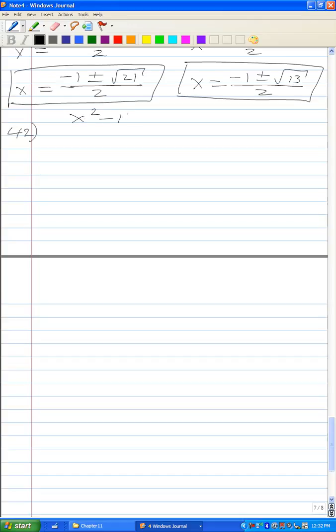x squared minus 16 over x minus 4 equals 0. In exercises 41 through 60, solve the equation by any method. So let's factor x squared minus 16 as x minus 4 times x plus 4.